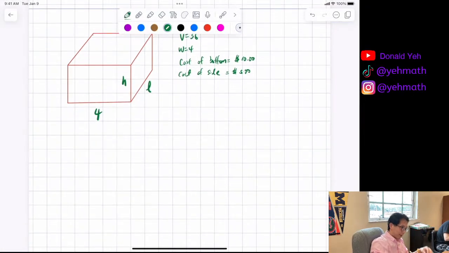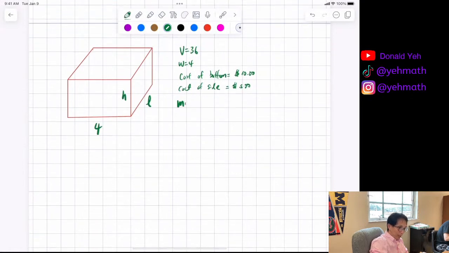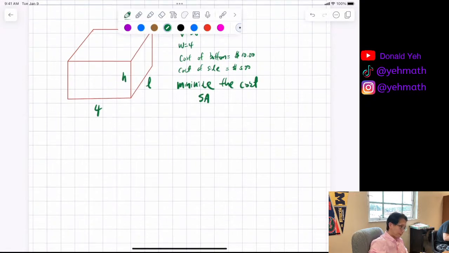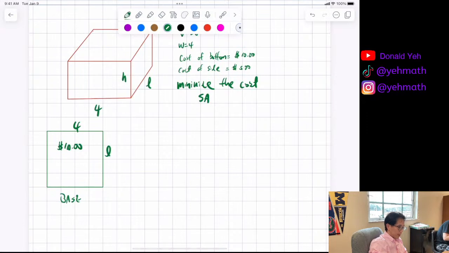Now let's look at the base. We try to minimize the cost, right? But we start with surface area. So let's look at the surface area. We're going to draw it, because for me, drawing helps a lot. This is the base. The base is going to be more expensive, so it's going to be $10. And what is the base measurement? 4 by L. Okay, so 4 by L.